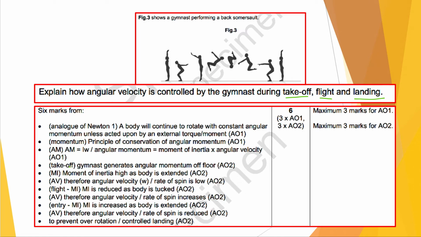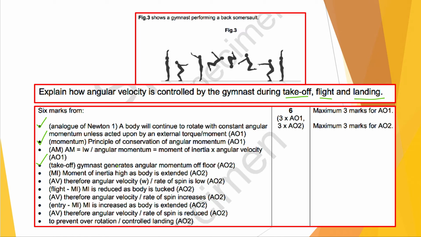So probably would have started by saying at takeoff, the gymnast generates angular momentum from the floor by applying an external eccentric force. And then I probably would have gone on to state that angular momentum will remain a conserved quantity throughout the backwards somersault. And that is due to the angular analogue of Newton's first law, and then we could have stated that a body will continue to rotate about its axis with constant angular momentum unless acted upon by an external torque or an eccentric force.